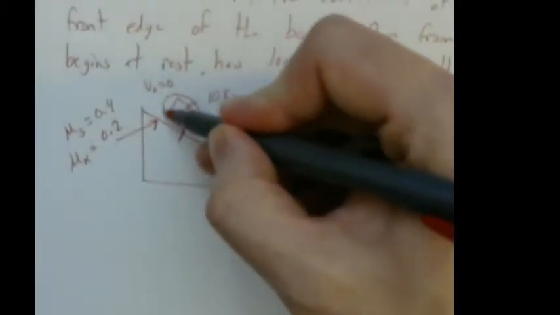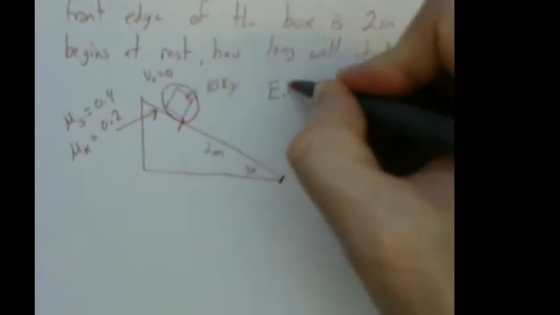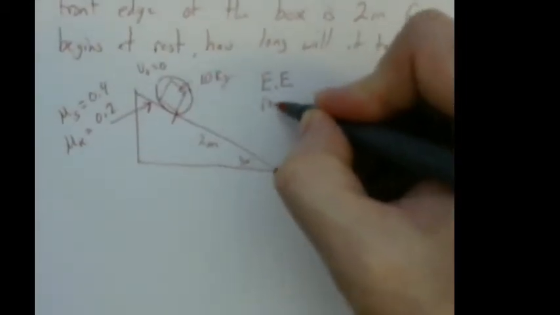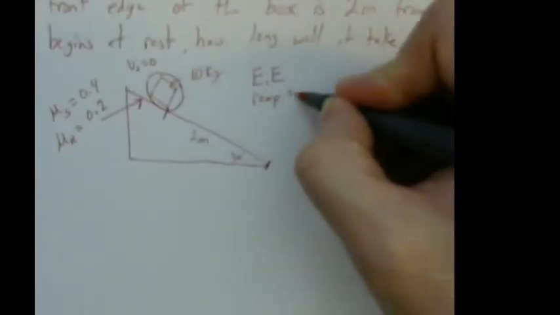Not horribly clear. Well, I'll just try to write bigger. All right. Let's look back at our picture. There's our system, the box. We have a couple of interactions. The entire Earth is interacting with the box. We have the ramp surface.